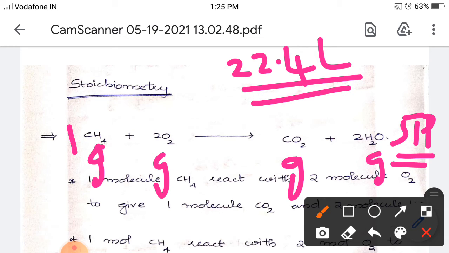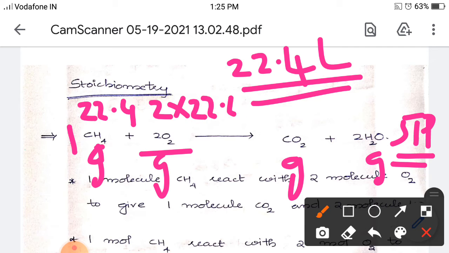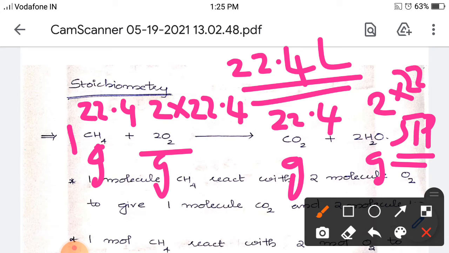So this is 1 mole, so volume is 22.4 liter. This is 2 mole, so 2 into 22.4 liter. This is 1 mole, so here also again 22.4 liter. Here it is 2 mole, here also 2 into 22.4 liter. Okay, fine.